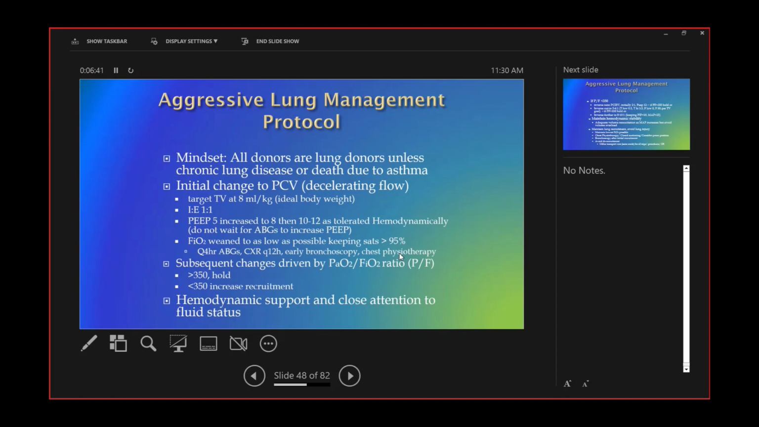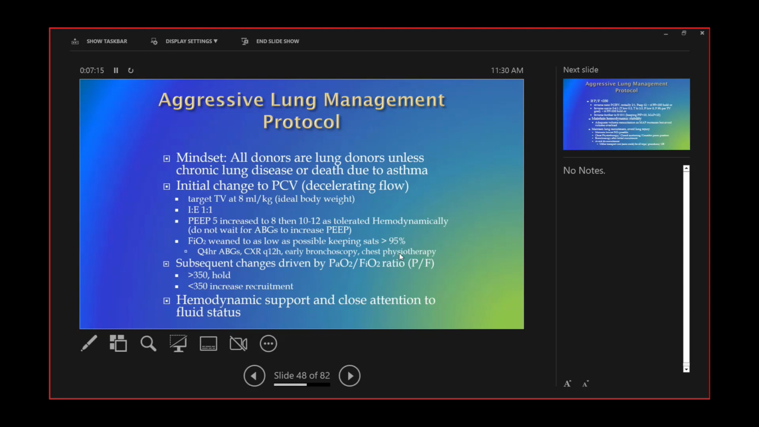We initially changed to pressure control ventilation, as we talked about. We target 8 cc's per kilo of tidal volume based on ideal body weight. We take the I:E to 1-to-1. We increase the peak from typically 5 or 6, or wherever it was to begin with, up to 8, then 10, then 12 as they tolerated hemodynamically, and then we wait there. A lot of times we have to volume load them initially in order to get them to tolerate that, which is okay. We usually give them 500 to a liter of volume. We get our minimally invasive monitor hooked up, and we use either stroke volume variability or pulse pressure variability somewhere in the 8 to 10 range as our target.